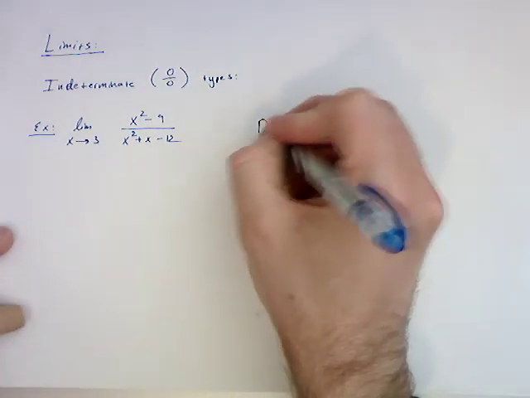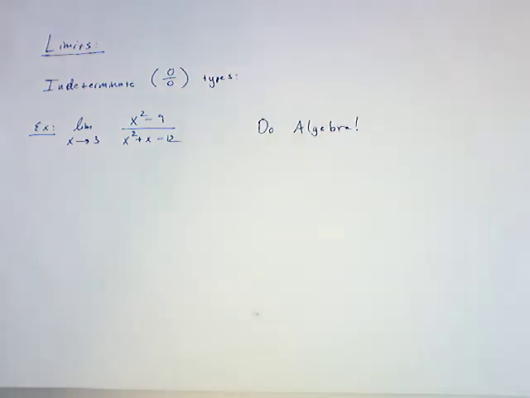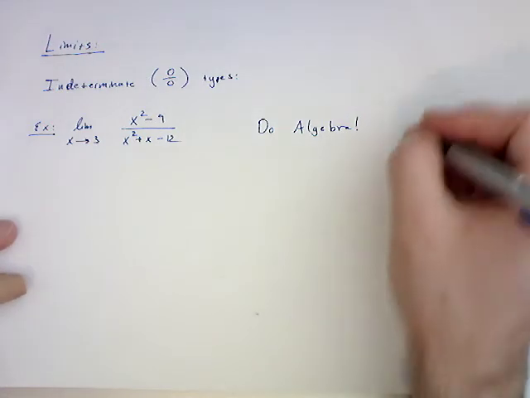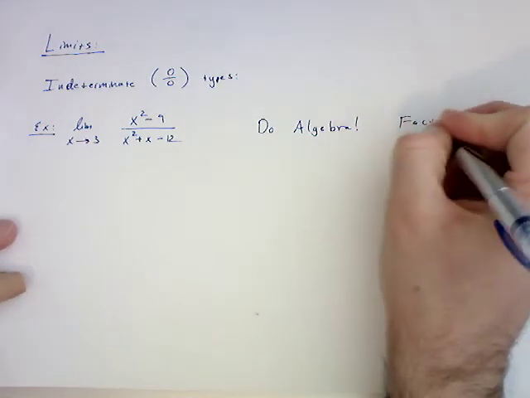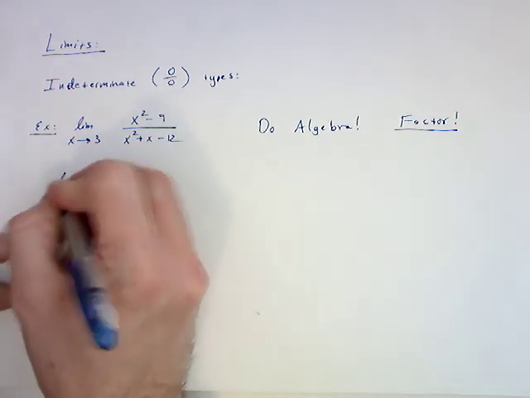what we often have to do is some algebra, which often involves either factoring or multiplying by a conjugate or using a common denominator. In this case, we're going to factor. Usually there's factoring involved in kind of all of them, even if we have to do some of the other steps first. So I'm going to factor the top and the bottom.